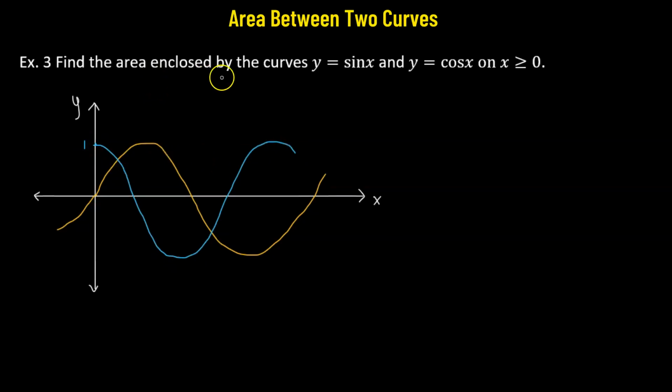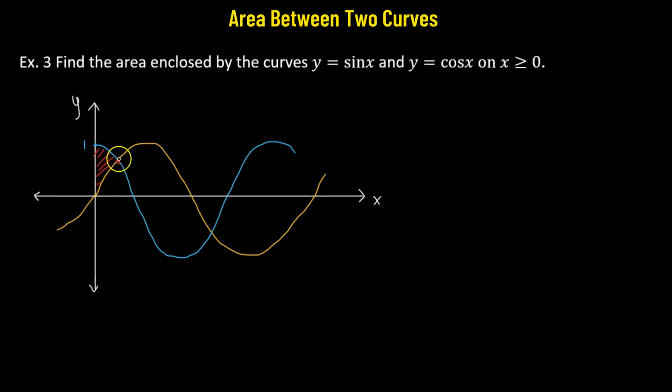We have to find the area enclosed by the two curves. Let us consider this particular section. This is the region where we want to find its area. We can consider other regions as well, but for this particular problem, we will only consider this shaded region.